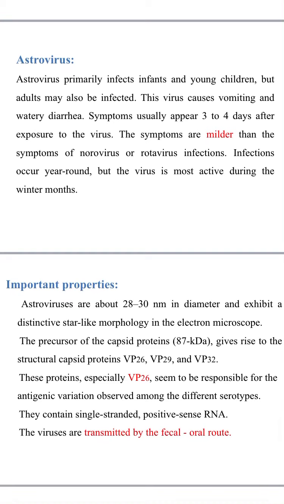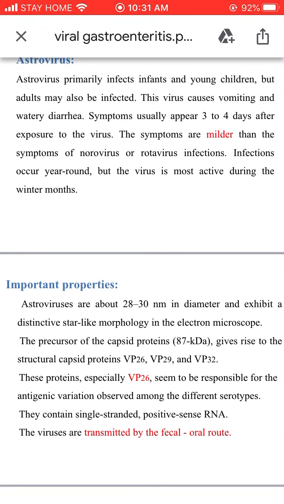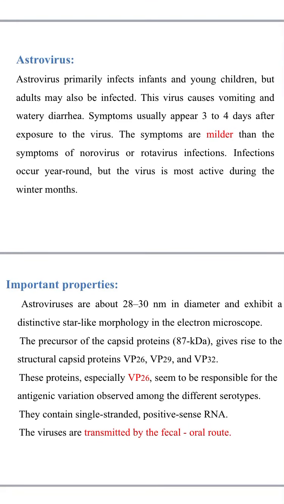Finally, we have astrovirus. Astrovirus primarily infects infants and young children, but adults may also be infected. This virus causes vomiting and watery diarrhea. Symptoms usually appear 3 to 4 days after exposure to the virus. The symptoms are milder than the symptoms of norovirus or rotavirus infection. Infections occur year-round, but the virus is most active during the winter months.